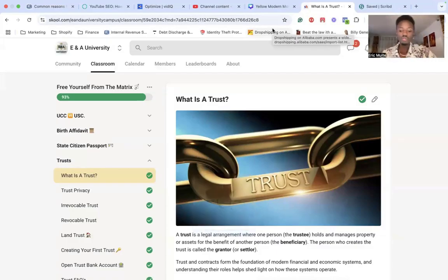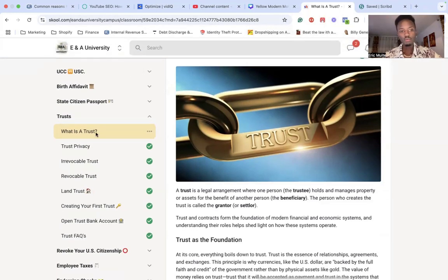All right, first thing we're gonna do is cover the basics of what a trust is. I'm gonna try my best to simplify everything, right? I'm gonna go through each module and we'll cover what a trust is, the privacy of a trust, and what it comes with. And then we're gonna go through each type of trust. So we'll go through the irrevocable, the revocable, and the land trust. And then we'll dive right into creating your very first trust, right?